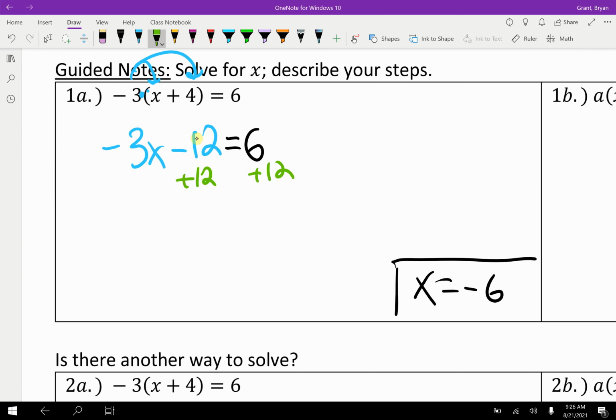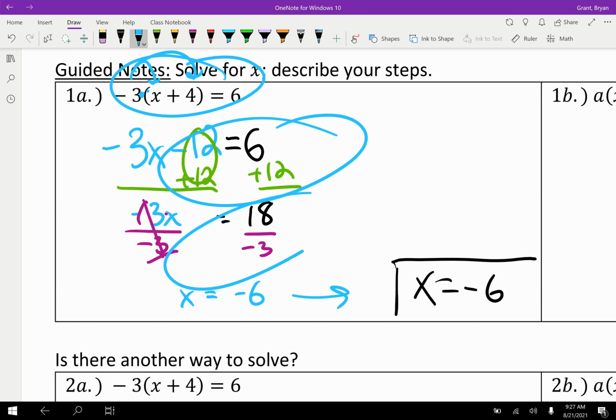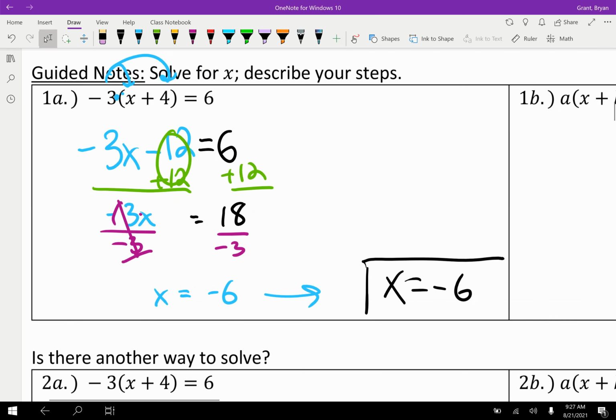We add 12 to each side. 12 and 6 are like terms, which means we have to do a little bit of math here. 6 and 12 gives us 18. Last but not least, -3 is multiplying times x, so we need to divide off everything that's multiplying, including the negative. Those make a 1, and we end up with x equals -6. So really 3 steps: distribute, add, divide. Let's see if we get the same thing over on the right.